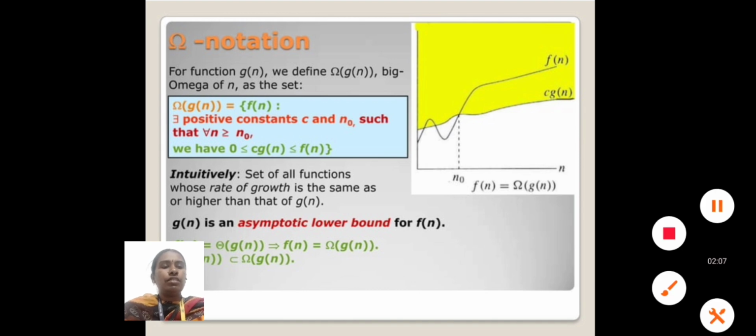Examples, we'll see the example. The key points of big omega notation are: it mainly represents the lower bound of algorithm running time. So by big omega notation, we can calculate the minimum amount of time that an algorithm requires for its execution. So big omega is mainly used for best case time complexity.